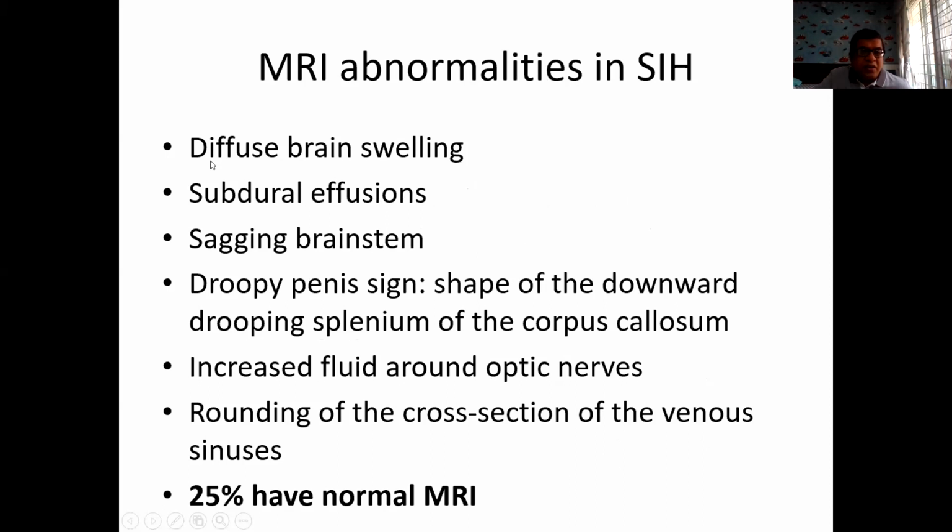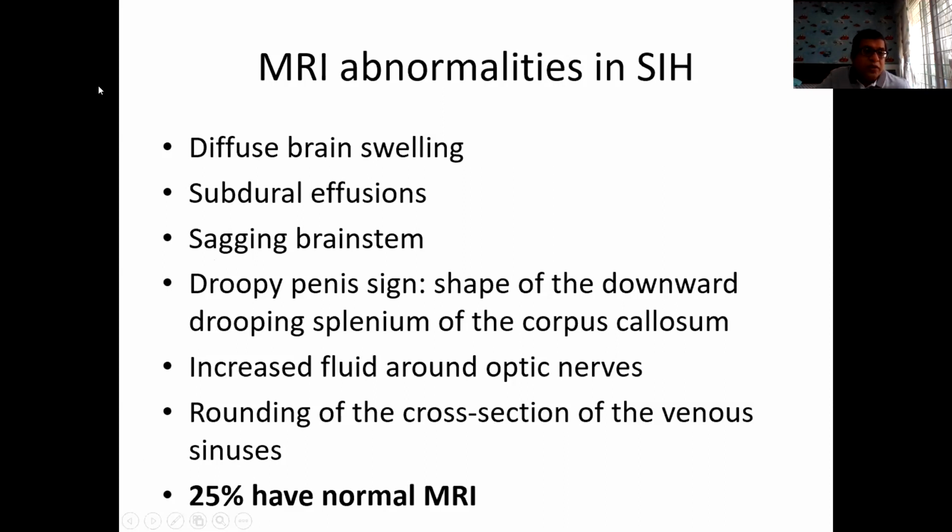MRI abnormalities in these patients are many. But remember that MRI may be normal in 25% of the patients. There may be diffuse brain swelling. There may be subdural collections. There can be subdural hematomas sometimes. There is sagging of the brainstem, and there are various signs described, like the droopy penis sign. There is increased fluid around the optic nerve, and then the rounding of the cross section of the venous sinuses.